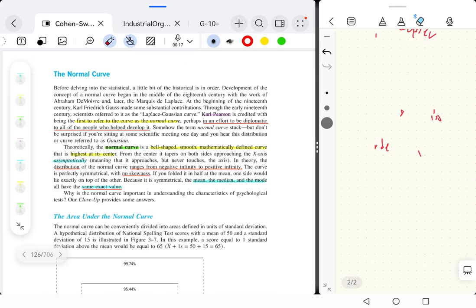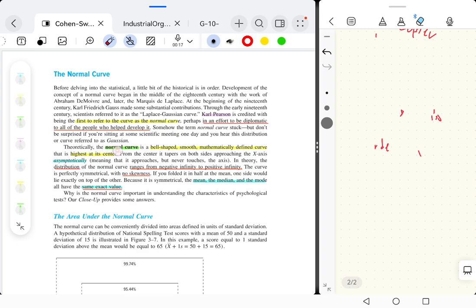Next, let's talk about the normal curve. Actually, guys, the normal curve was made a concept by so many people. But Karl Pearson is credited with being the first to refer to the curve as the normal curve, because it was actually called a Laplace-Gaussian curve before. So he called it a normal curve in an effort to be diplomatic to all the people who helped develop it. So yeah, it's actually also called Gaussian in some cases.